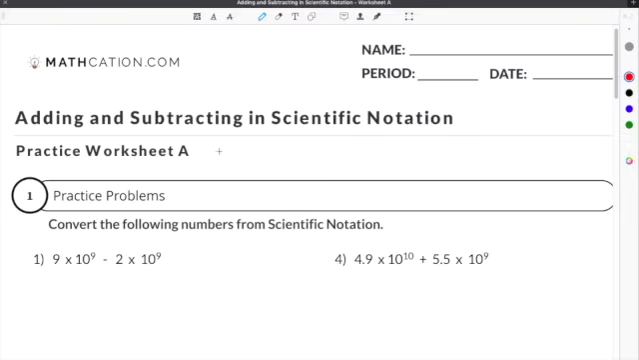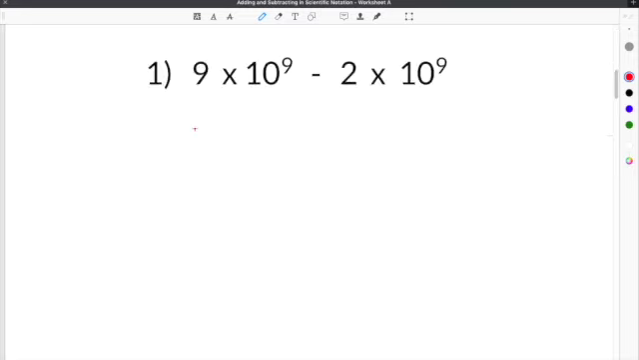This video is about adding and subtracting in scientific notation. The first problem we're going to use to show you adding and subtracting in scientific notation gives us 9 times 10 to the ninth minus 2 times 10 to the ninth.